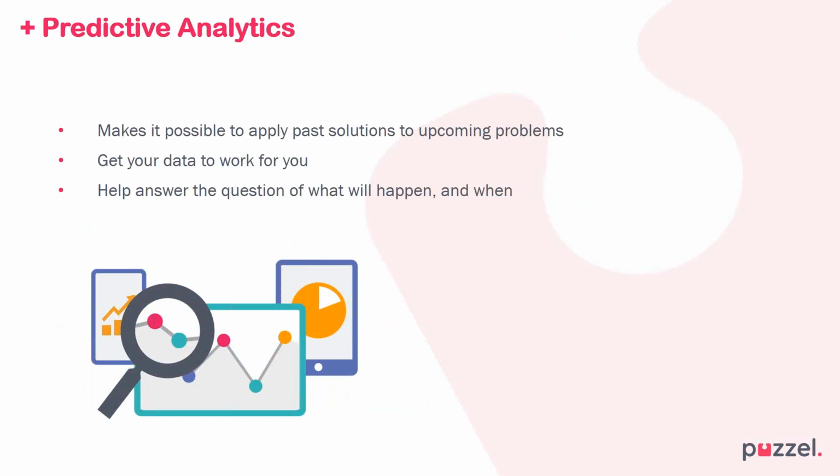So moving forward, if you've got any issues that you're aware of that will be coming up, you may be able to preempt those by using the analytics. So it's very important to get your data to work for you. And actually, in an ideal world, you're going to be using that predictive analytics to help answer the questions of what's going to happen and when before it actually happens.